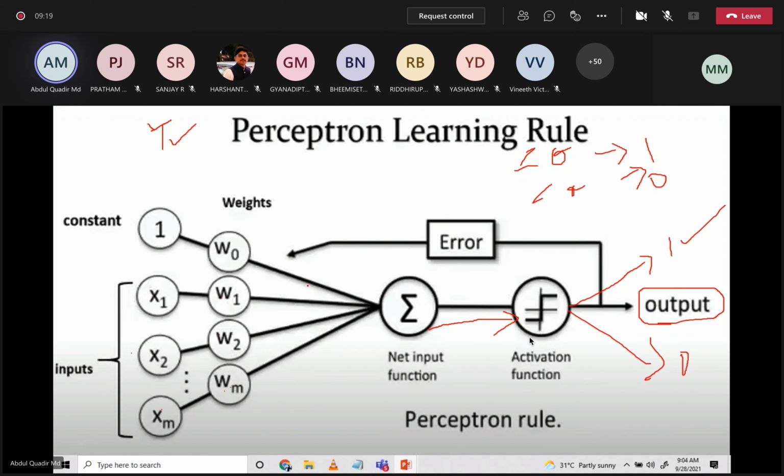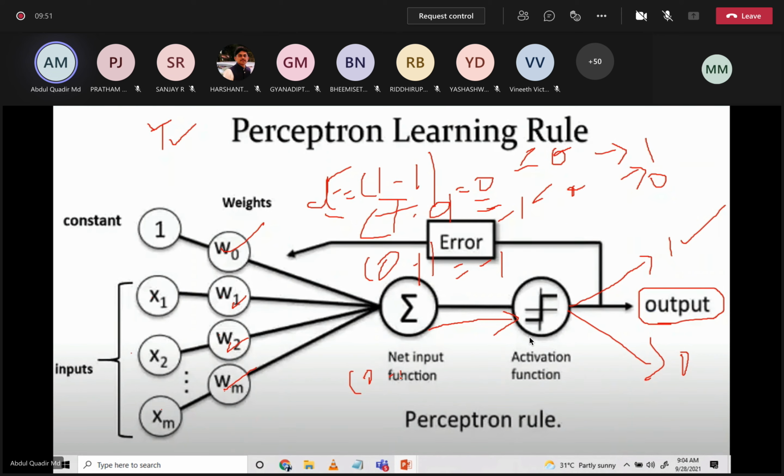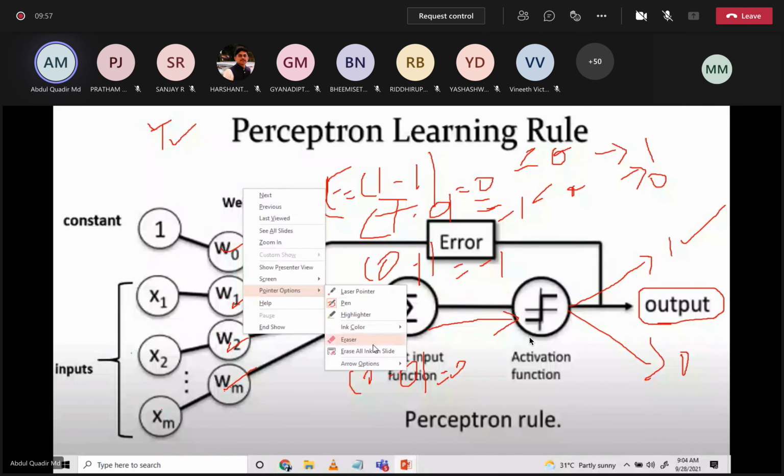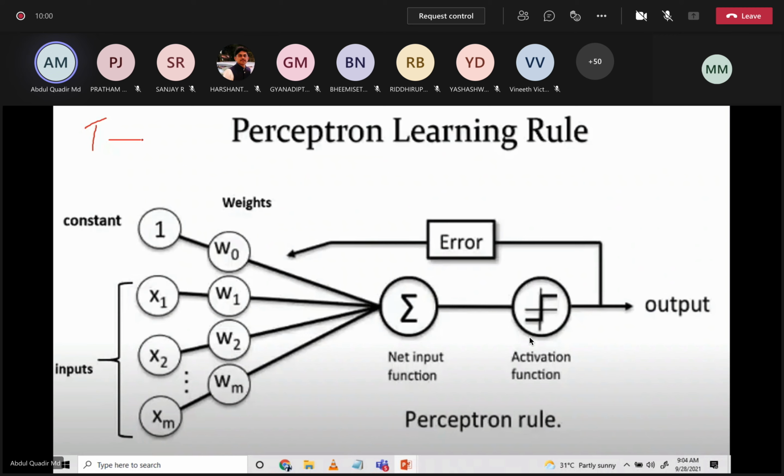For example, if the target is 1 and the output is also 1, then the error is 0, and we will not update the weights. It means that whatever weights we have taken are correct. But if the target is 1 and the output is 0, then there is an error. Or if the target is 0 and the output is 1, again there is an error. If the target is 0 and the output is also 0, then there is no error. Getting the point, students?